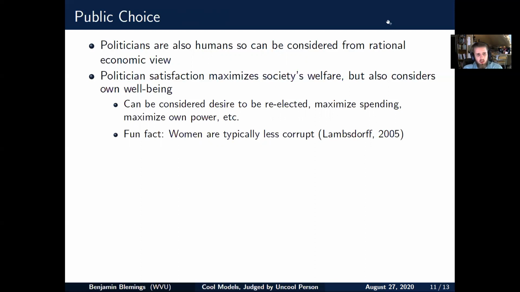It can be a lot of things. I thought an interesting note would be that women are thought to be typically less corrupt, and so they were thought to be a good way to combat corruption, as this Economics of Corruption book says.